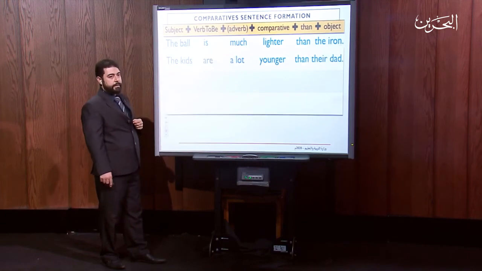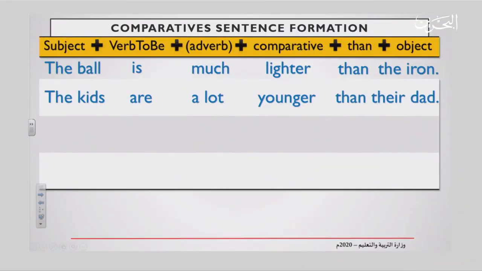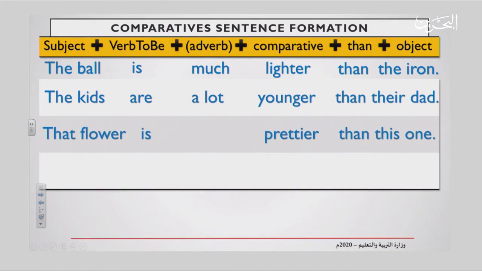Okay, let's take a look at another example. The kids, subject. Verb to be for kids, are. Adverb, a lot. Younger is the comparative from young, than their dad. The kids are a lot younger than their dad. Third example, that flower is, you see, the adverb is between brackets, so it means it is optional. So the flower is prettier than this one.